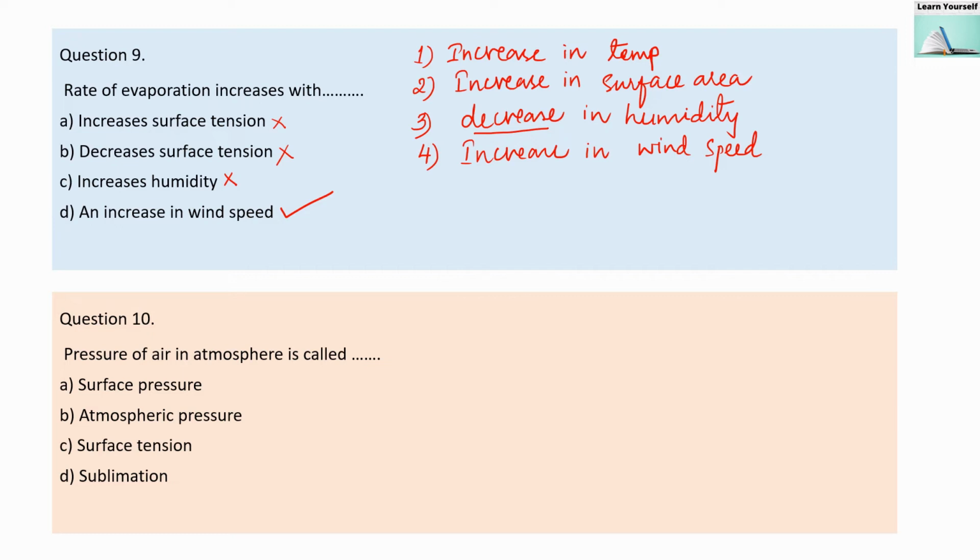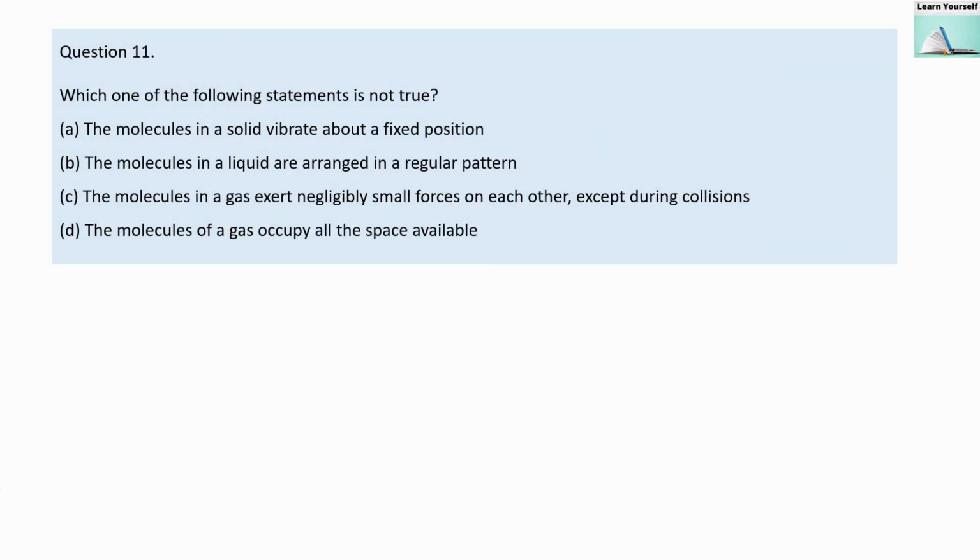Question number 10. Pressure of air in the atmosphere is called. It is known as atmospheric pressure. Question number 11. Which one of the following statements is not true? So here we are looking for a false statement out of all these statements. Whenever you see a multiple choice question, understand whether they are asking for the statement which is true, not true, false, or not false. So read the question properly and then choose the answer. Here we have to find the not true statement, that means the false statement. Let us check all the sentences one by one.